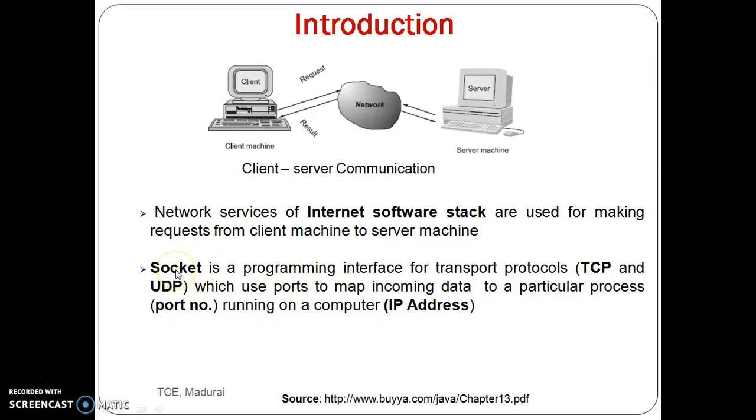Now we need to keep in mind the function of a socket also. A socket is a programming interface for transport protocols such as TCP and UDP, which use ports to map incoming data to a particular process running on a particular computer. So a socket is the combination of two pieces of addressing information. One is the IP address, another is the port number. The port number is responsible for identifying a particular application process or application protocol. The IP address is used to uniquely identify a particular computer in the global internet world.